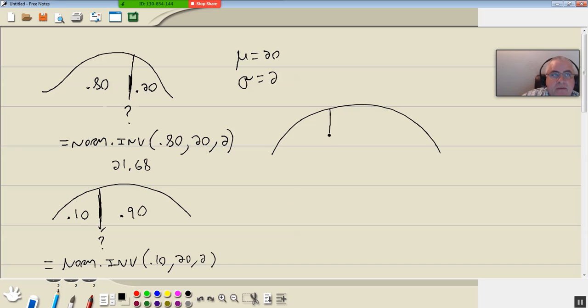Now in some problems, they'll give you the area in the middle. So they may tell you 95% in the middle. And we're trying to find these two values to separate the middle 95% from the rest. Well, if that's 95%, then we have 5% we split up into our tails. So this will be 0.025, and this will be 0.025.